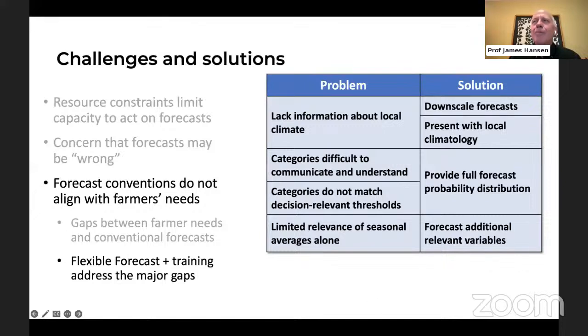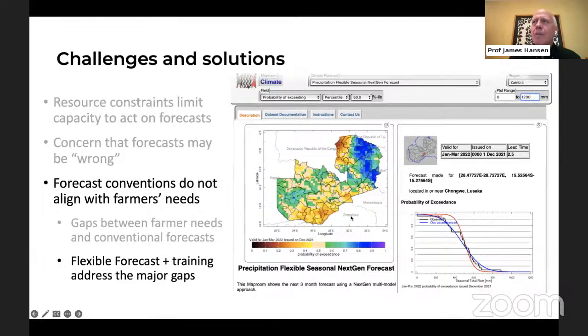However, communicating this information with farmers also requires an investment in training. So I mentioned here the flexible forecast. And all of these solutions, they are implemented in a product that a number of national meteorological services in Africa are starting to implement, not necessarily replacing their conventional method, but as an alternative.